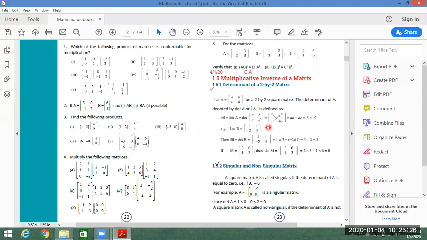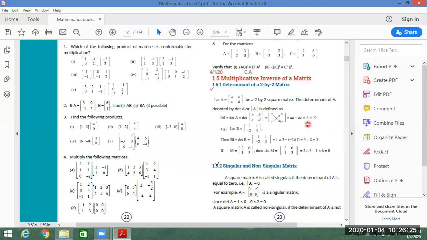Now when we are taking the determinant, we will write down the matrix within two lines. We will remove the square brackets, and you will use two lines for the determinant, like this. Now for the determinant, you have to multiply the diagonal entries, having the negative sign in between them. So a will be multiplied with d, and b will be multiplied with c, having the negative sign in between them, right? So ad minus bc is equal to lambda.